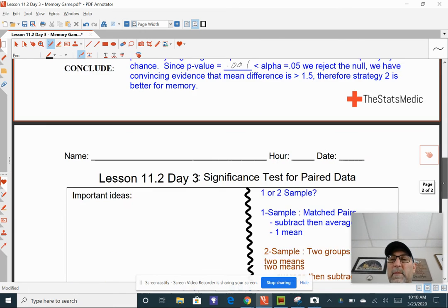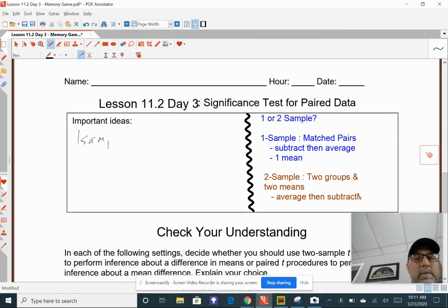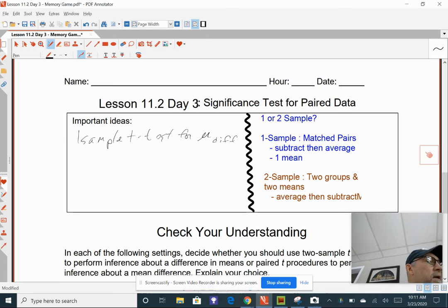Isn't this fun? All right, so our important ideas. We have a one sample t-test for the mean difference. And our value of t we find by doing x bar difference minus the mean difference, divided by our standard deviation difference over the square root of n.